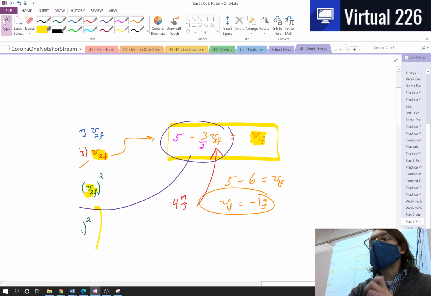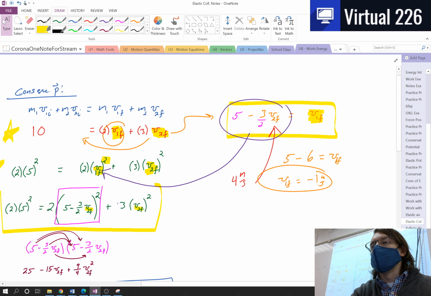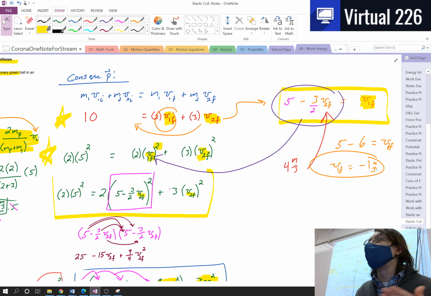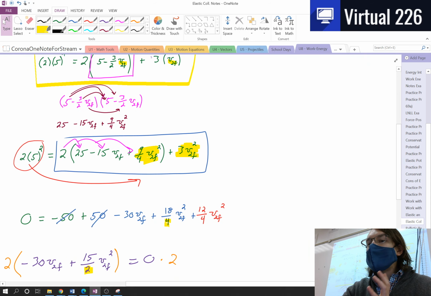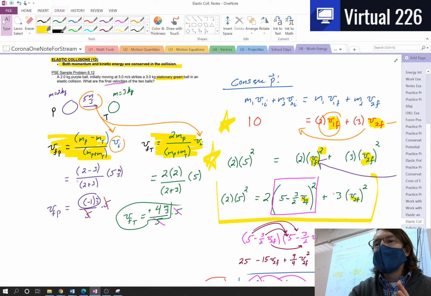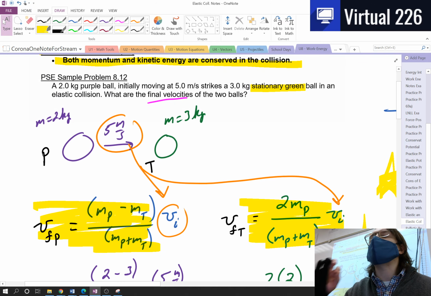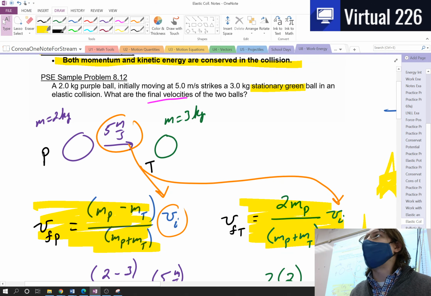So if you have scenarios where you're missing a lot of things and the objects are both moving afterwards, or the initial object isn't stationary, you have to do this. But if that initial object is stationary, you can use our magic equations and be quickly done like we've seen here.